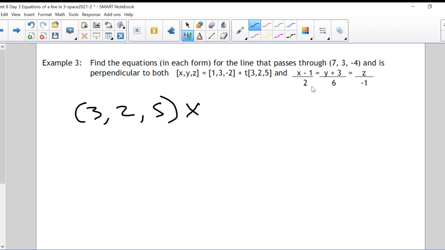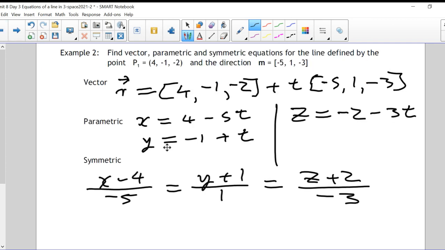So you're saying 2, 6, and minus 1, the denominators. In fact, I'll take you back to this previous page. And this minus 5, this 1, and this minus 3, if you look at the direction vector, just focus on the direction vector for a second. Those are exactly the same numbers. There is a minus 5, there is the 1, and there is a minus 3. These denominators are your direction vectors, right?